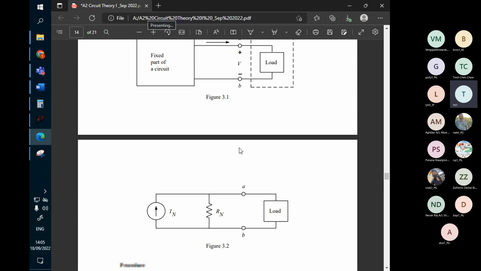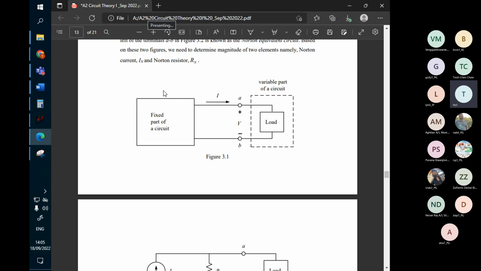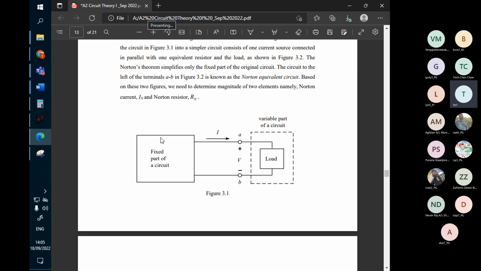So we have to presume that we have one fixed circuit. Let's give a brief preview about this circuit. We presume that we have a fixed circuit here, which is to be attached to another external load. We always call this one a variable, RL or something, variable load.